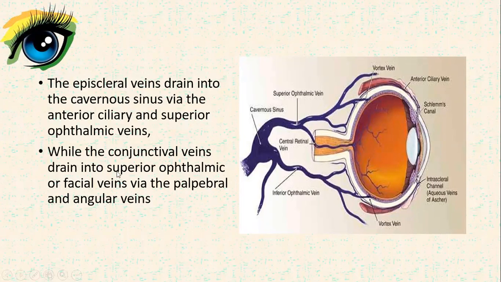While the conjunctival veins drain into the superior ophthalmic vein and facial veins, via the palpebral and angular veins. So, another one: the conjunctival veins also drain into the superior ophthalmic vein or facial vein. They go to the superior ophthalmic vein or facial vein through the palpebral or angular veins, and from there it comes to the superior ophthalmic vein.